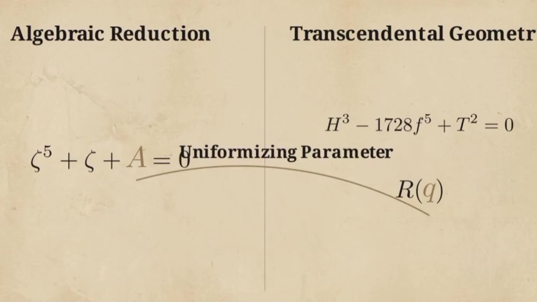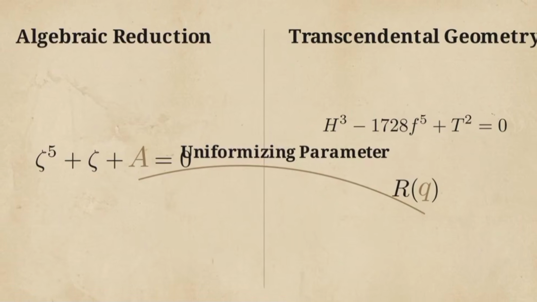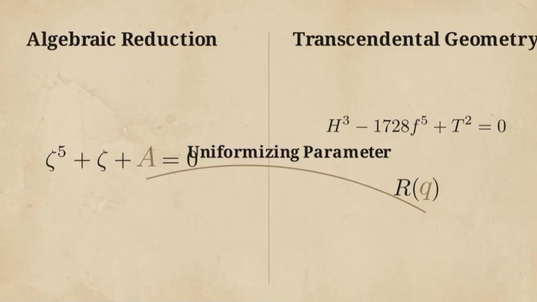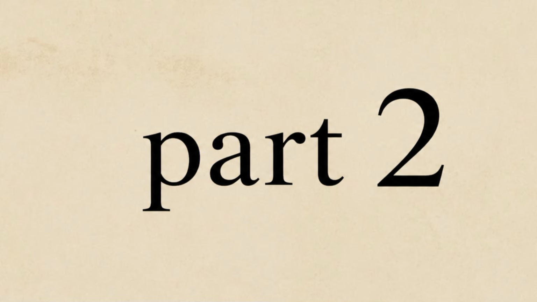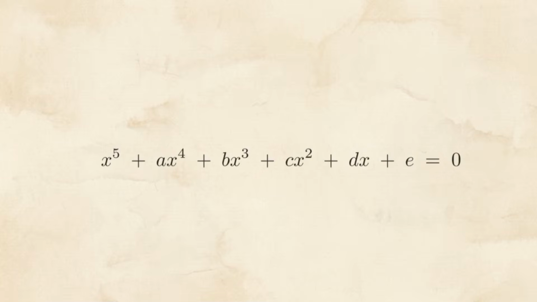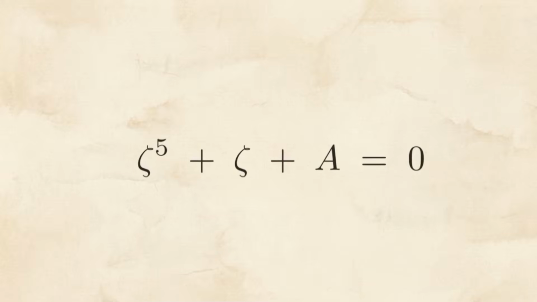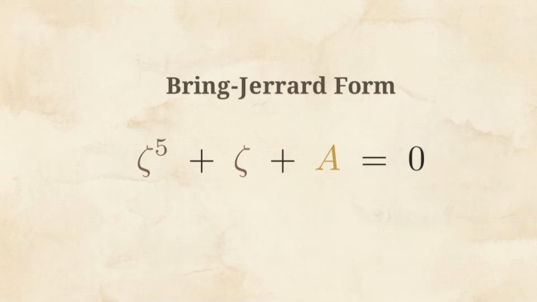Evaluating the infinite continued fraction r of q at this point yields the exact root of our transformed quintic. To find the root of the original general equation, we take that value and walk backward through our algebraic transformations. As established in Part 1, every general quintic equation can be hammered into a canonical shape, the Jerrard form, where zeta to the fifth plus zeta plus a equals 0.